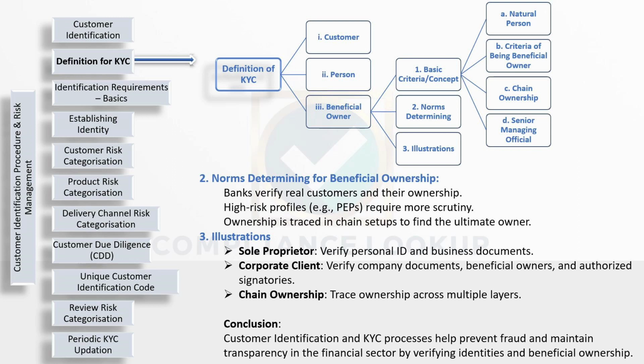Example: the Reserve Bank of India (RBI) has regulations that state a company's beneficial owner must be identified if a shareholder holds more than 25% of the company. International guidelines, such as those set by the Financial Action Task Force, enforce similar norms worldwide.